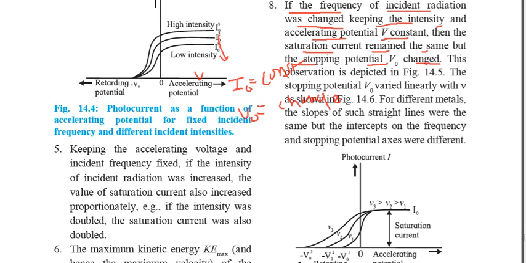So that is the observation. This observation is depicted as shown in the figure below. The stopping potential V0 varies linearly with frequency V. For different metals, the slopes of such straight lines were the same, but the intercepts on the frequency and stopping potential axis were different. So this is the graph given for photocurrent I versus the accelerating potential. Here the saturation current is denoted by I0, and these are the different cutoff voltages given. V0 is the cutoff voltage, so it is a reverse voltage, that's why it is indicated by minus. So minus V01, minus V02, minus V03, we are increasing the negative voltage. So that is observation 8 from the experimental setup.